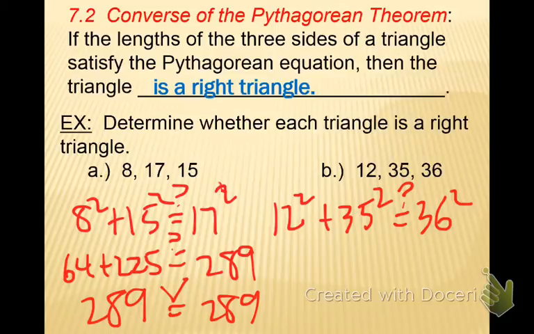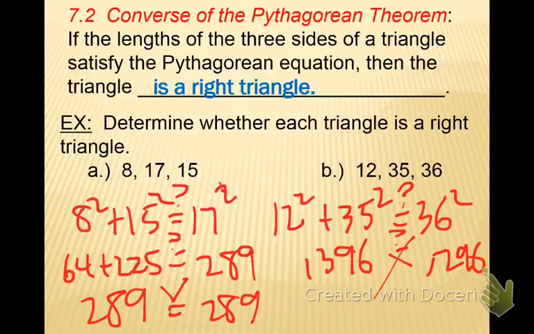What's the left side equal? Gage? Logan? Well, what did the left side equal? Go ahead, Kaylee. 1392? 1396. What's the right side equal? What's 36 squared? Look, Kaylee? 1296. They're not equal. So, this is not a right triangle.